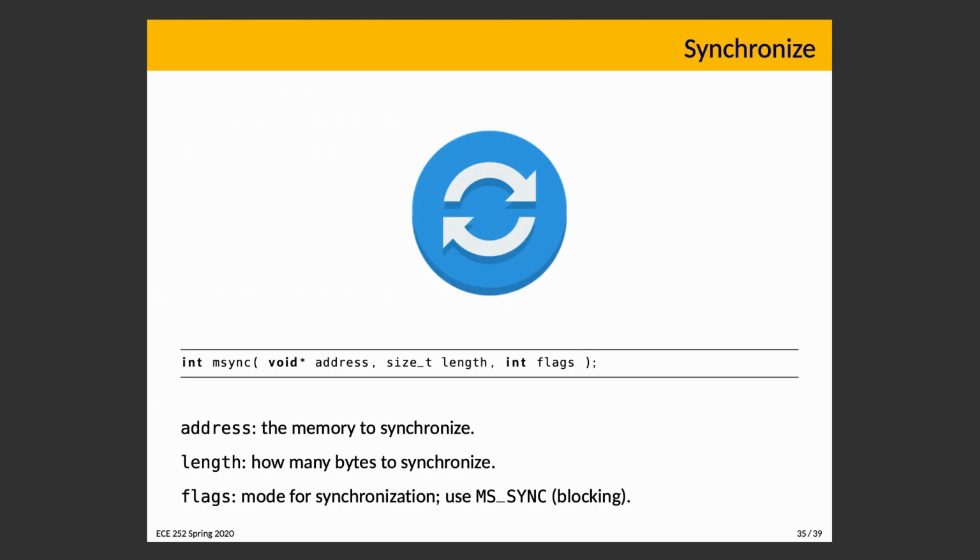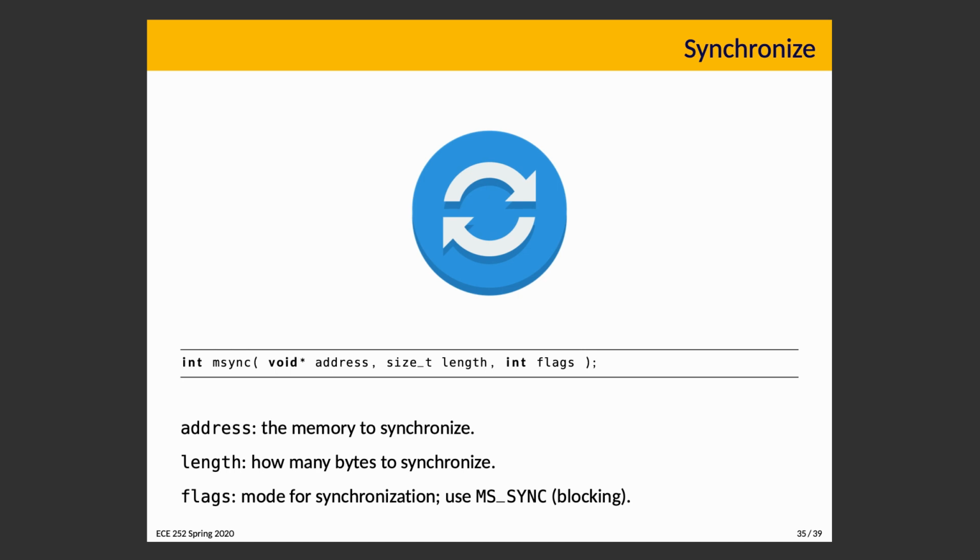And then there is Synchronize, msync, not the 90s music group. Now, this takes 3 arguments: it takes an address, it takes the length, and it takes flags. So address is what memory do we want to synchronize, length is how many bytes, and flags are the mode for synchronization. So this is how we would trigger a write to disk.